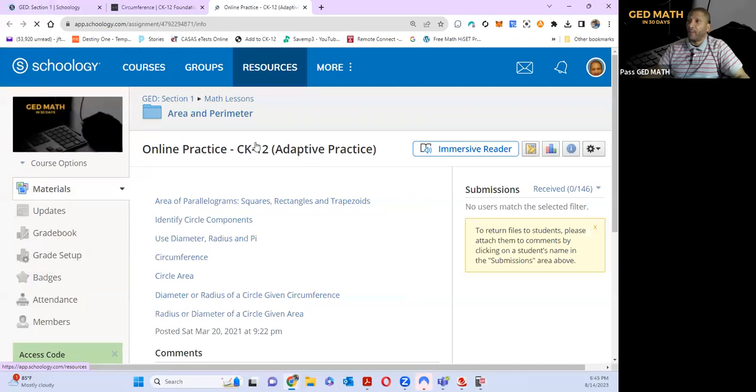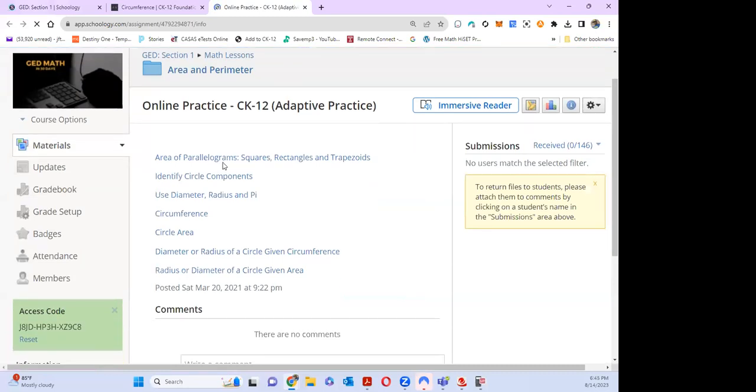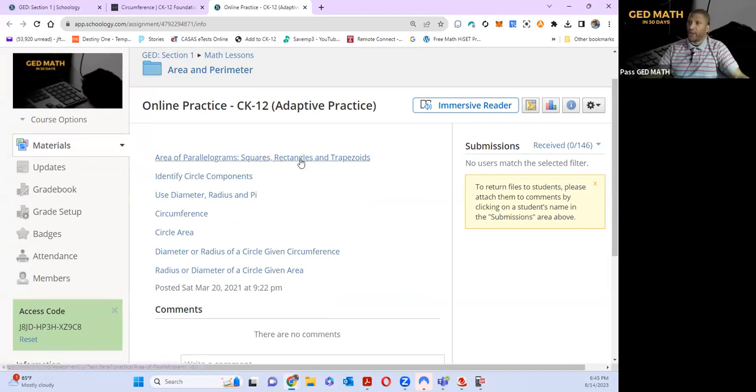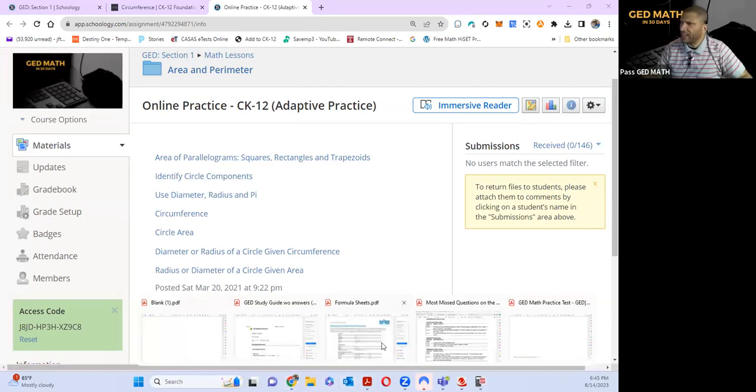So you asked about area of a parallelogram, squares, rectangles, and trapezoid. Identify circle components. Do you have problems identifying the radius and diameter? Use diameter, radius, and pi. Circumference, area of a circle, diameter or radius of a circle given circumference. Radius or diameter given area. Mr. Tinsley, that's a lot of practice.